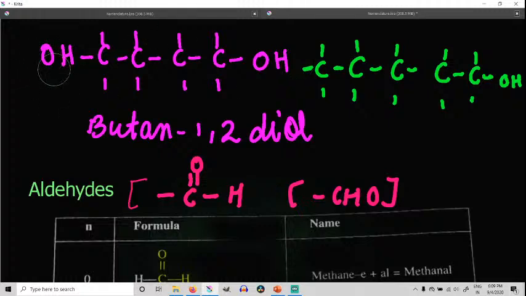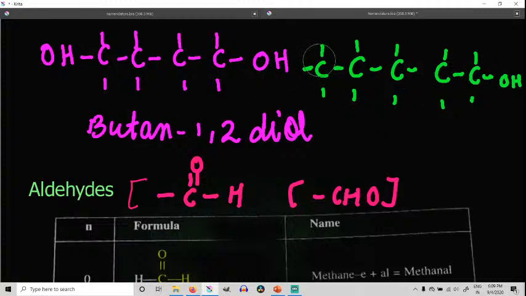Now in this case we can see on the first carbon atom OH is attached, on the fourth carbon atom also OH is attached. It means there is a presence of two alcohols. So if there are two alcohols, diol should be there, right? Butane-1,2-diol is a wrong answer. The correct answer will be butane-1,4-diol. Now what will be the answer of this?